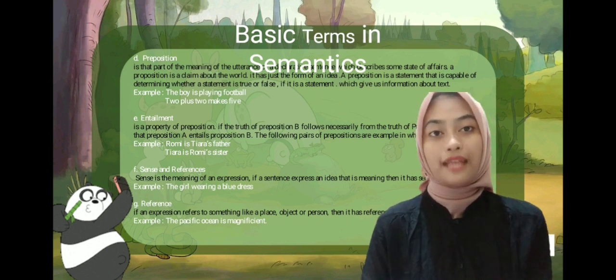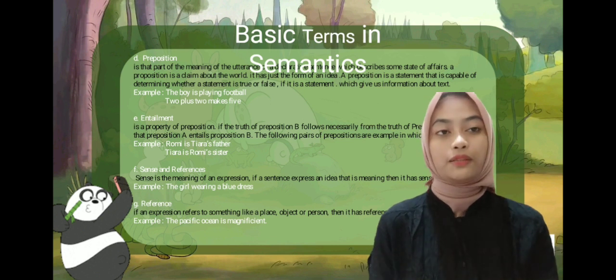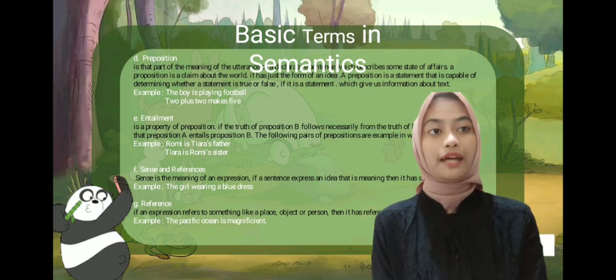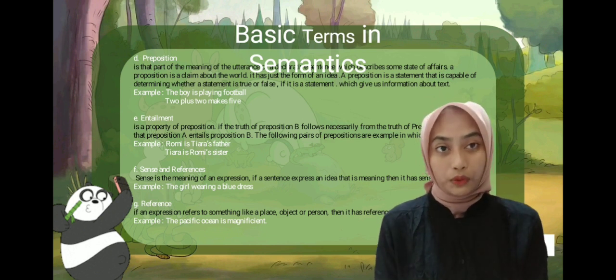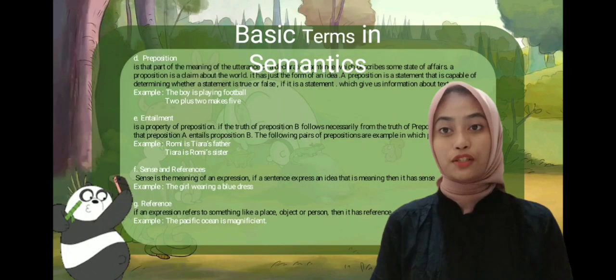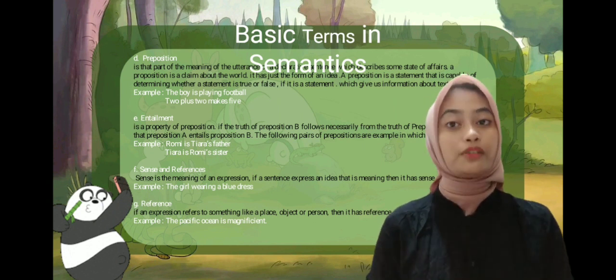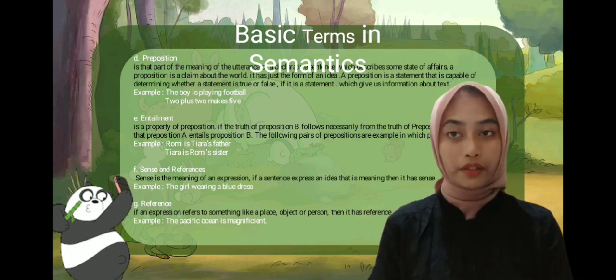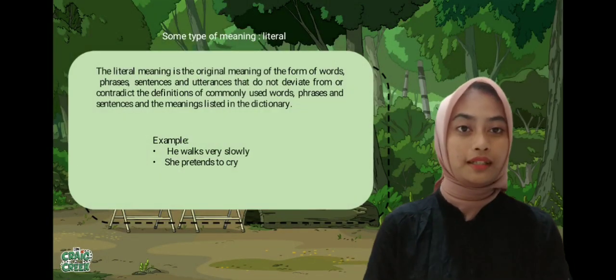And move to sense and reference. Sense is the meaning of an expression. If a sentence expresses an idea, that means that it has sense. For example, the girl wearing a blue dress. Next to G, reference. If an expression refers to something like a place, object, or person, that has reference. For example, the Pacific Ocean is magnificent.